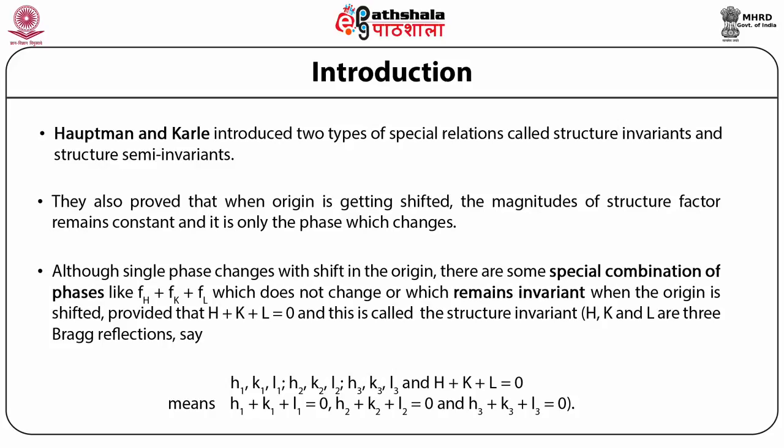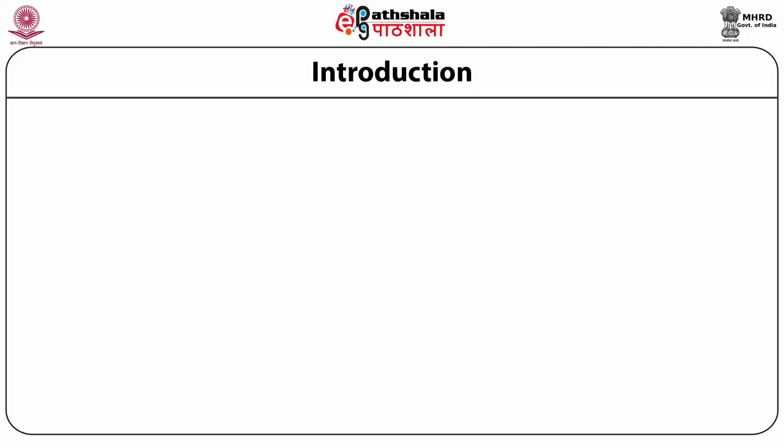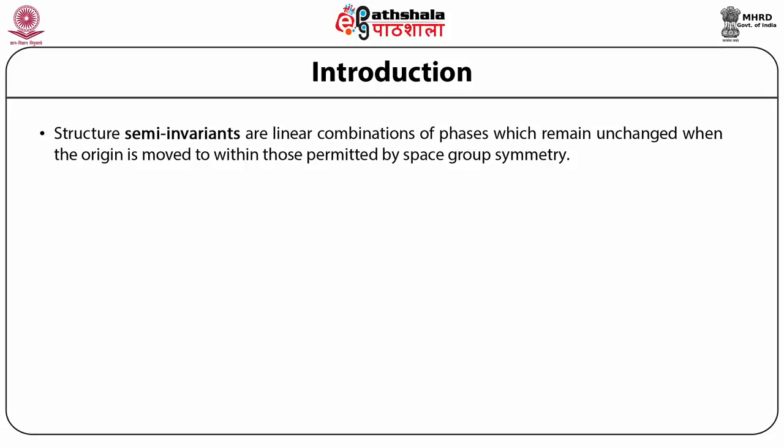Now, this is the definition of a structure invariant: a linear combination of phases which remains unchanged, or invariant, when the origin is shifted. There's another phase relation known as a structure semi-invariant, which are linear combinations of phases which remain unchanged when the origin is moved within those permitted by space group symmetry. For example, if you have a two-fold symmetry, it is convenient to keep the origin on the two-fold axis. If you have a 2-1 screw axis, again it is convenient to keep the origin on the 2-1 screw axis. If two 2-1 screw axes are intersecting, it is convenient to keep the origin at the intersection point. Which means that when you talk about these symmetry elements, the number of possible origins becomes restricted. So within these restricted origins, the linear combinations remain invariant. That is why it is known as a semi-invariant.